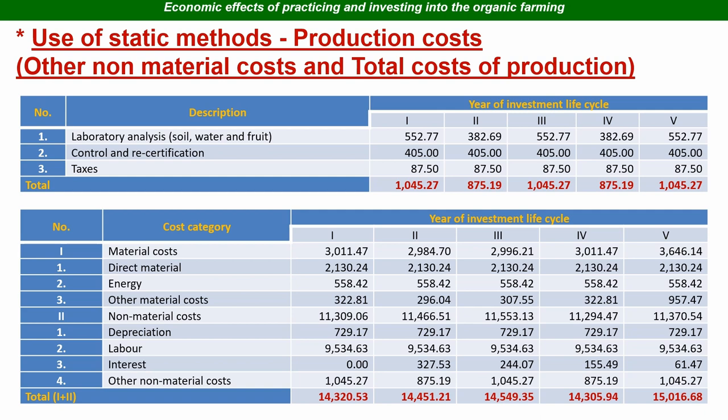It could be seen that within the sum of total costs, the group of non-material costs is dominating. This is primarily caused by the fact that growing organic vegetables in a greenhouse is a labor-intensive activity. Quite a high share in the structure of total costs has the costs of direct material. Besides, it could be noticed that the derived cash outflow is fairly unvaried over the entire life cycle of investment.